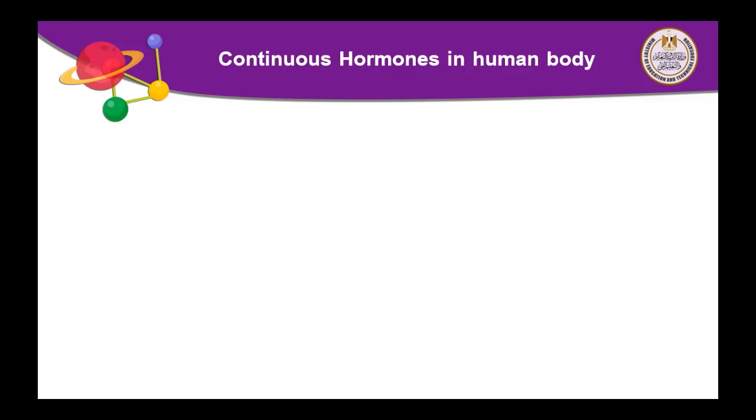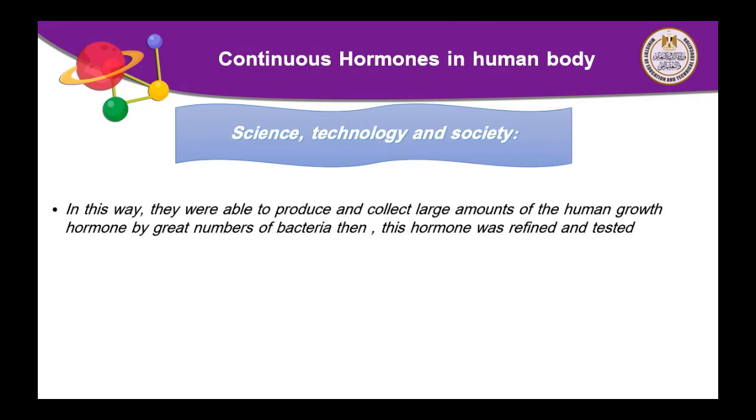After that, the bacterial cell makes some division and produces a great amount of growth hormone. So in this way, they were able to produce and collect large amounts of human growth hormone by a great number of bacteria. Then this hormone was refined and tested.